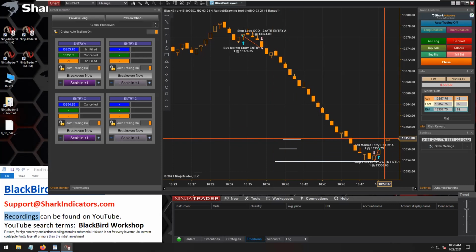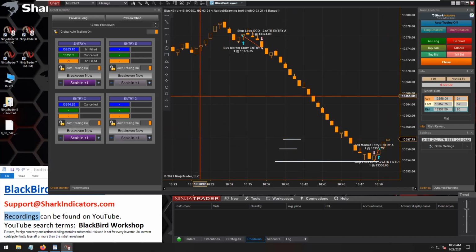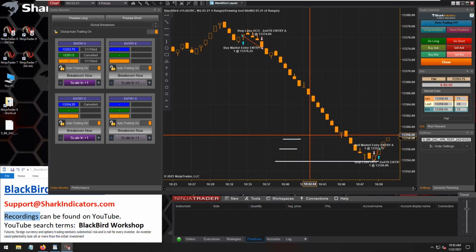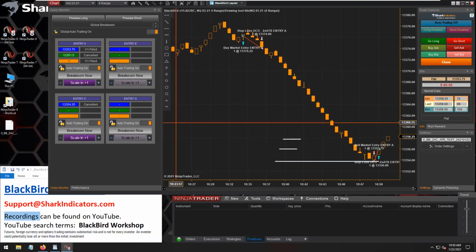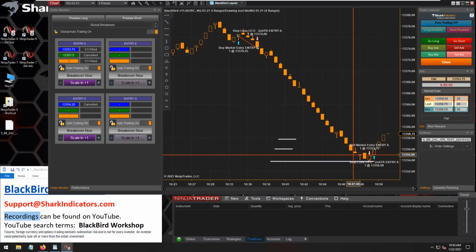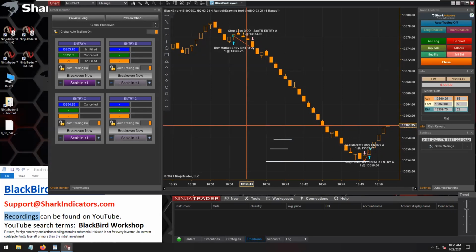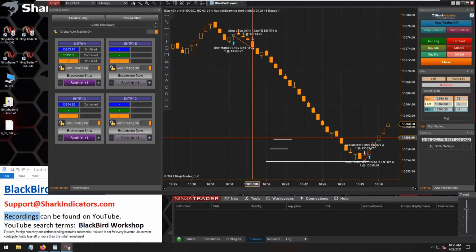And there we go. The market got up here, and I didn't have enough time here, but we can see that entry C was canceled, right? We saw the order flag disappear on us, and also E and G were canceled as well. We can see that the pending state was removed. All right, there we go. So now everything's working when BlackBird is in a flat position.